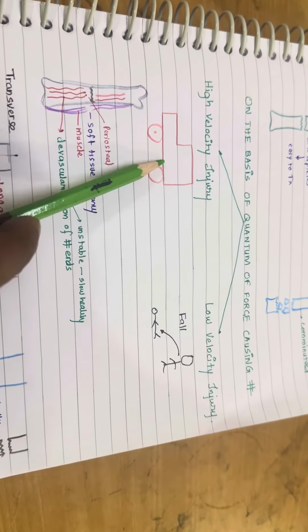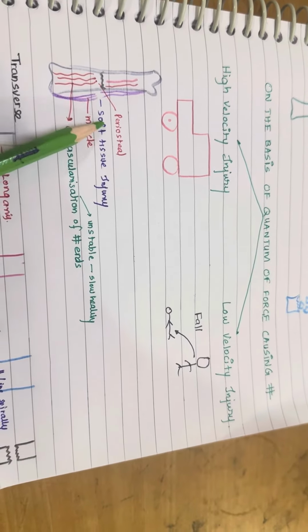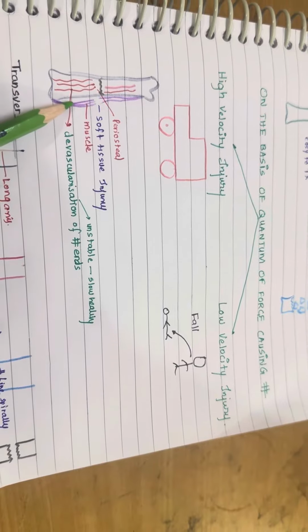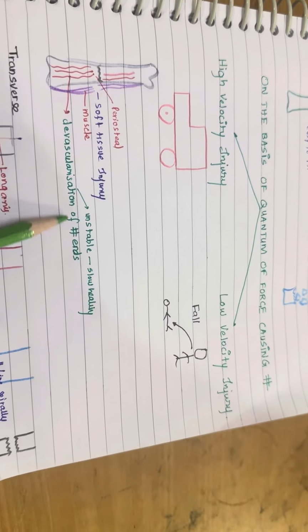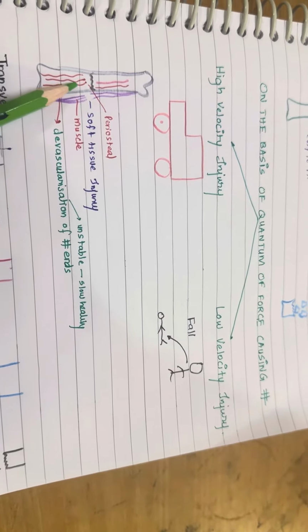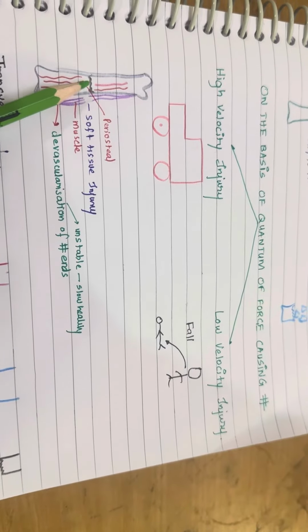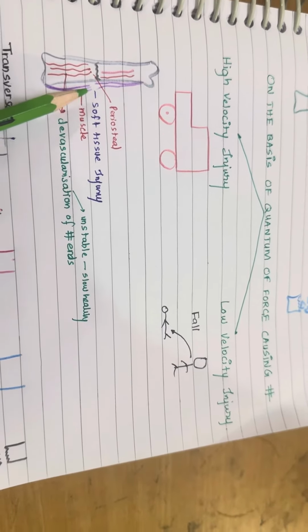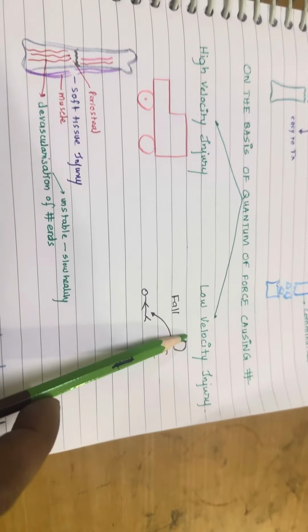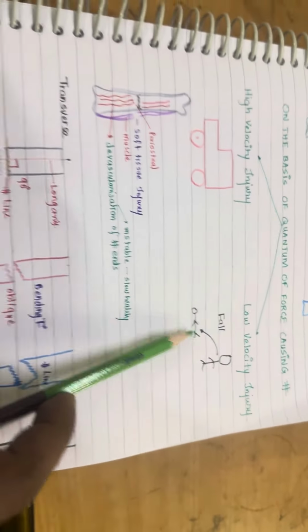High velocity injury means road traffic accident. There will be periosteal injury, soft tissue injury, and muscle injury. Devascularization of the fracture fragments. Unstable, very slow in healing. Low velocity injury is like a fall.